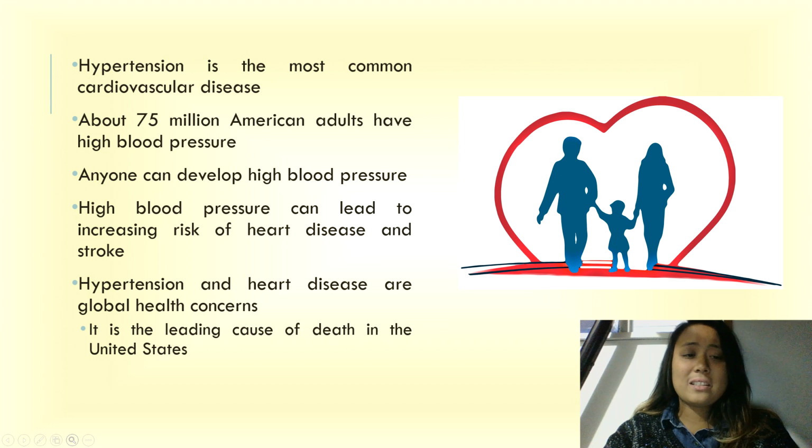So hypertension is considered the most common cardiovascular disease. About 75 million American adults have high blood pressure. That is about 1 out of every 3 people. High blood pressure is non-discriminatory as a disease, and it can develop at any age, from adults to elderly to even small children. Furthermore, high blood pressure can lead to increased risk of heart disease and stroke. Hypertension and heart disease are global health concerns. Presently, it is the leading cause of death in the United States.